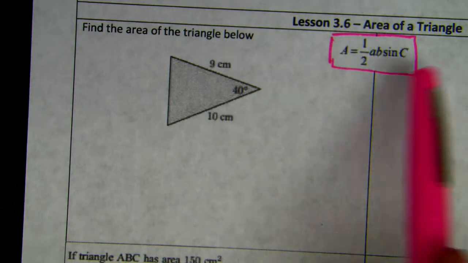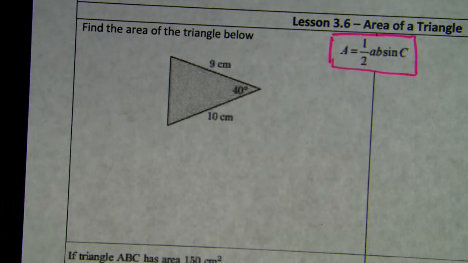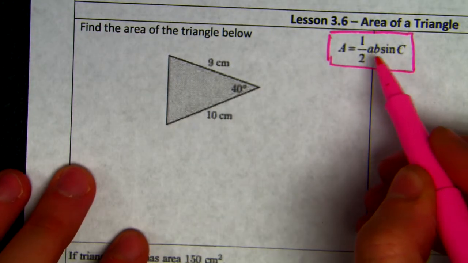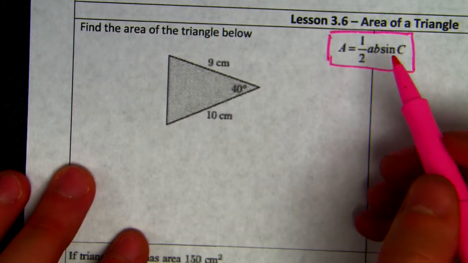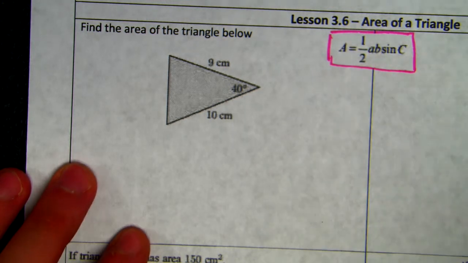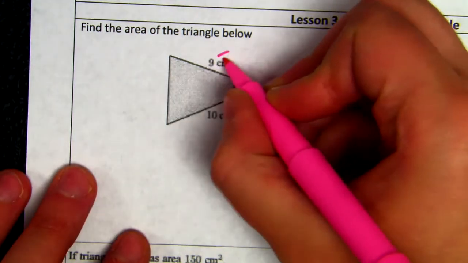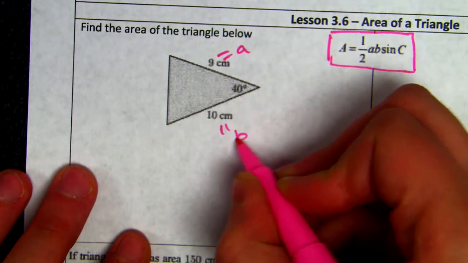But we know that the formula is right here: A equals 1/2 AB sine C. So let's name what we know. A and B, it doesn't matter which one we call which because we're multiplying them by each other, and multiplying A times B would be the same thing as B times A. I'm going to call the top one A, the bottom one B.